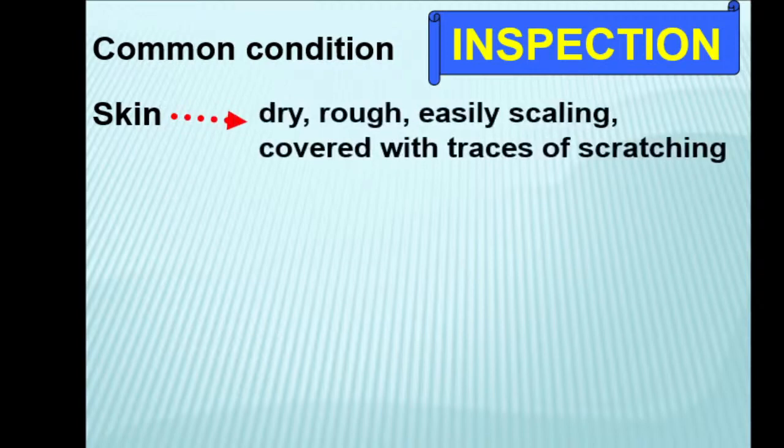First of all, we can see that the skin of the patient will be dry, rough, easily scaling, sometimes covered with traces of scratching because of skin itching. In the perineal region the skin is thinner and more elastic; you'll understand it is very easily traumatized. Due to disordered protein metabolism, wounds heal very slowly, and sometimes infectious inflammation may be added and the healing process is delayed.